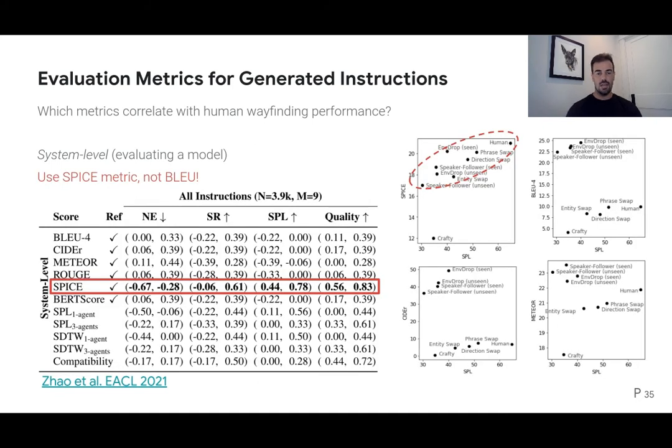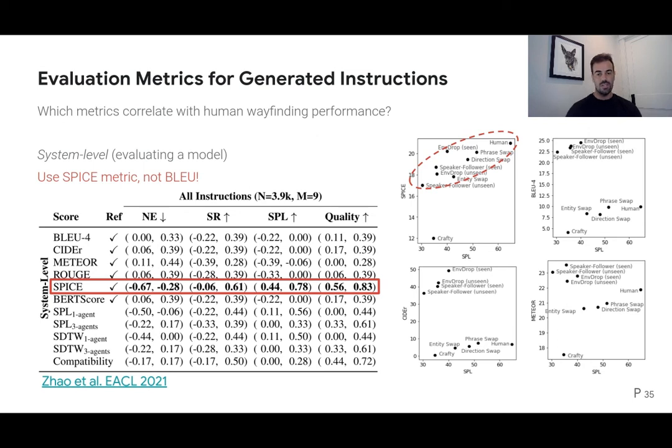And as it turns out, the only one of these scores that has the desired correlation with human evaluations is the SPICE metric, which is negatively correlated with navigation error and positively correlated with success rate and other quality measures such as SPL. And quality here refers to the quality of the instructions as assessed by the annotators on a 5-point scale.